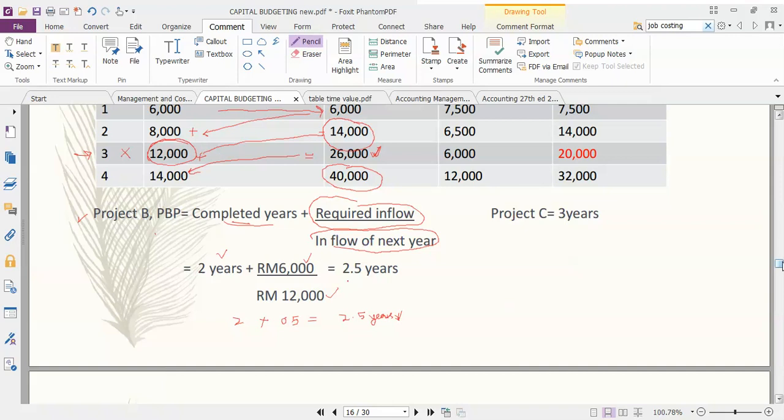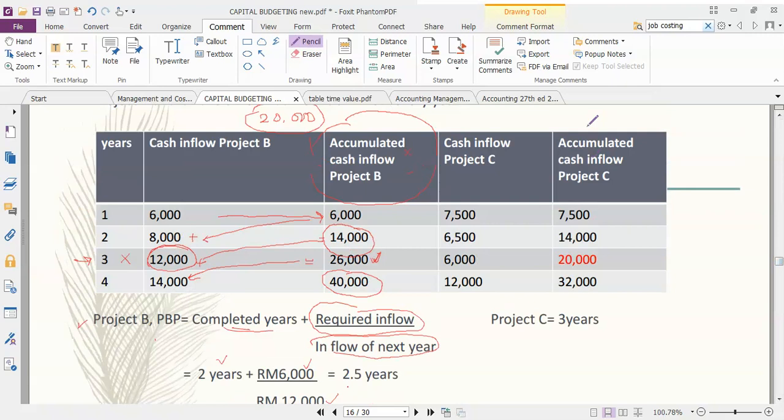Okay, how about project C? For project C, you should also include a new table here, the accumulated cash inflow, because the cash flow is not consistent. Same goes for project B. So what you must do is open another table for accumulated cash inflow for project C: 7,500 for the first year, and then for the second year, plus 6,500, you will get 14,000 accumulated for the second year. And then plus 6,000, so you will get an accumulated 20,000.